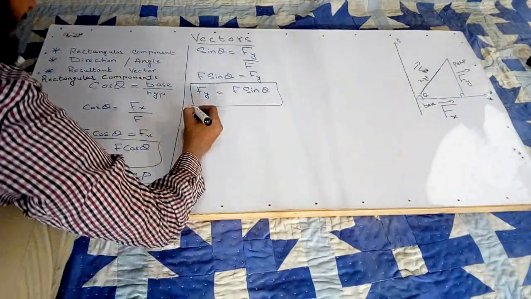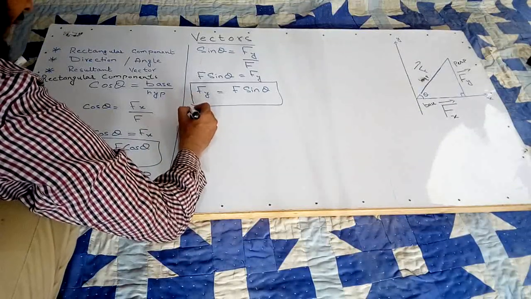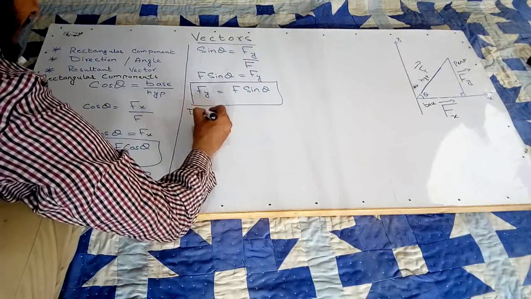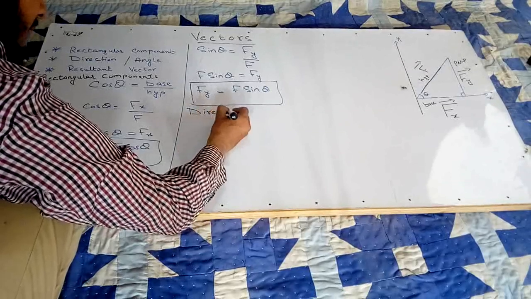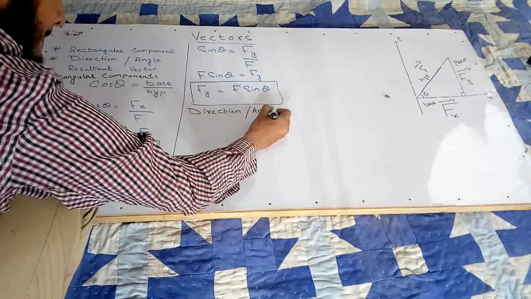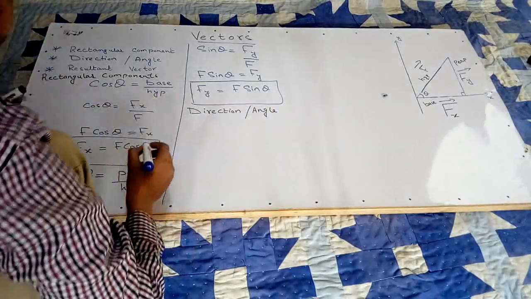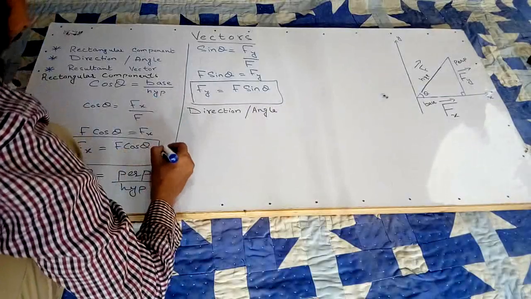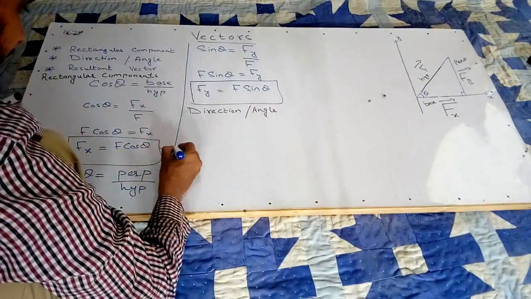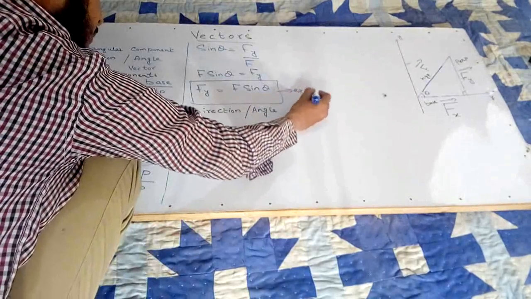Now we derive the resultant, and now we derive the direction, or maybe angle. Okay, this is our equation 1, and this is our equation 2.